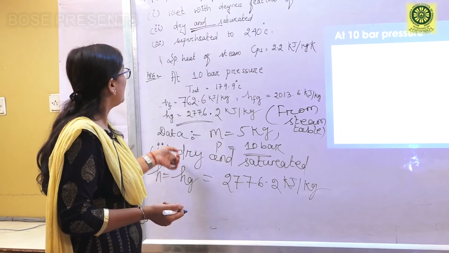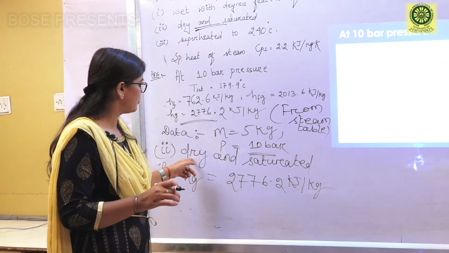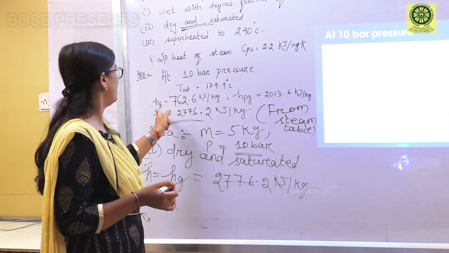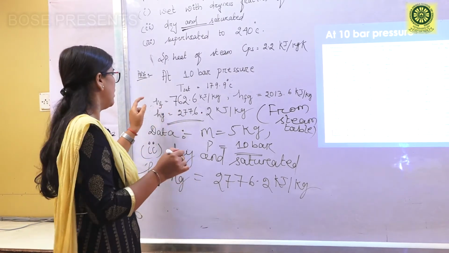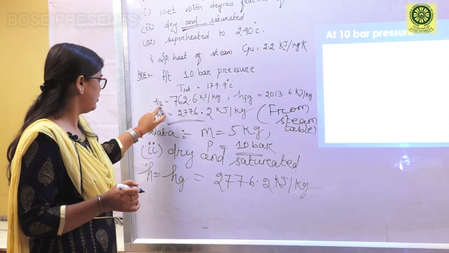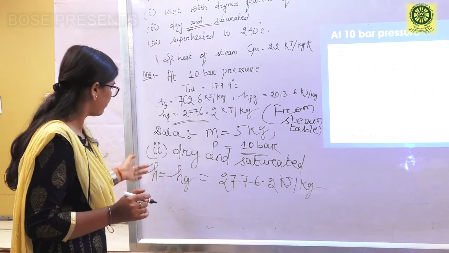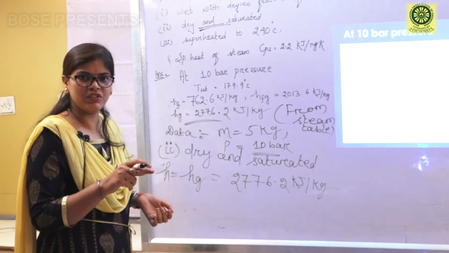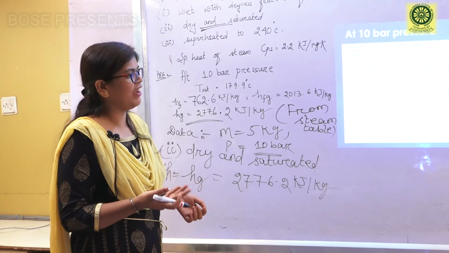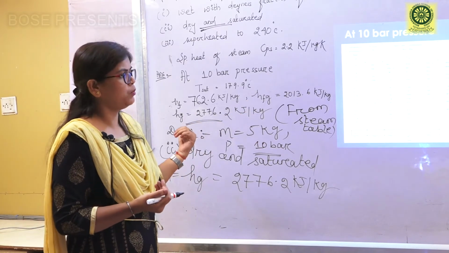Suppose instead of dry and saturated, in the question it is written saturated water, I have already told you for saturated water it is HF. So remember these two things: HF is for your saturated water condition, Hg is for your dry and saturated steam. And if these two conditions are mentioned in your question, there is no need of calculation. Directly find the value from your steam table and put it in the answer.